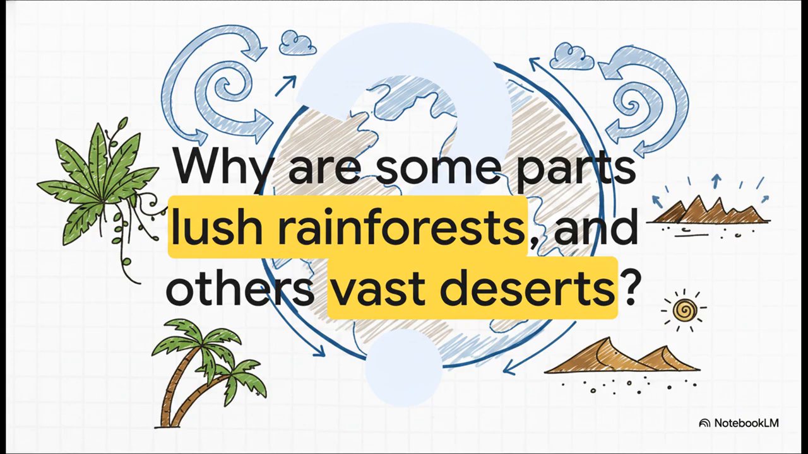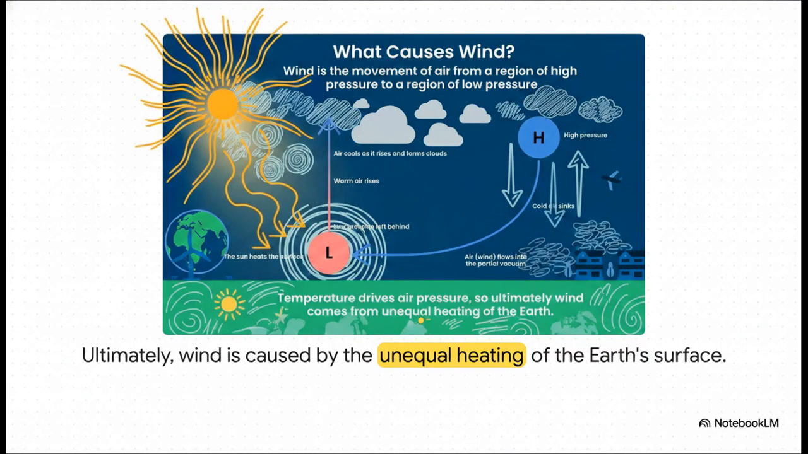It's a great question, right? I mean, why is that? It can seem totally random, but it's not. It all comes down to this global system of circulating air, and the whole thing kicks off with one very simple fact. You see, the sun hits the equator way more directly than it hits the poles. And that temperature difference, that's what creates high and low pressure zones. It's the spark that starts this entire atmospheric engine.